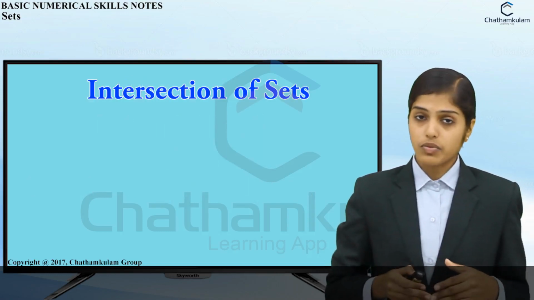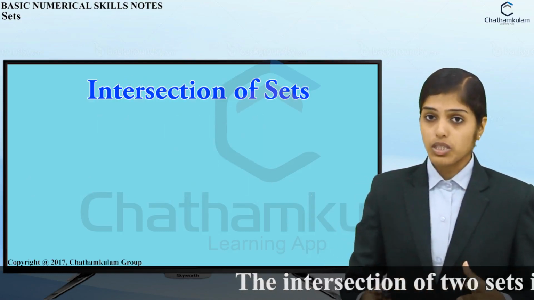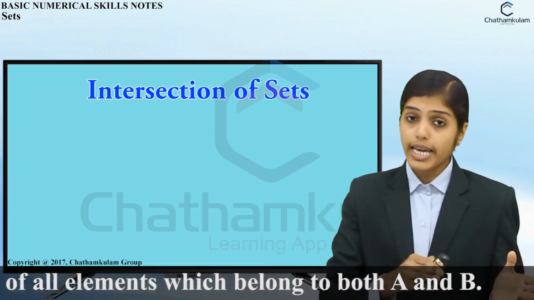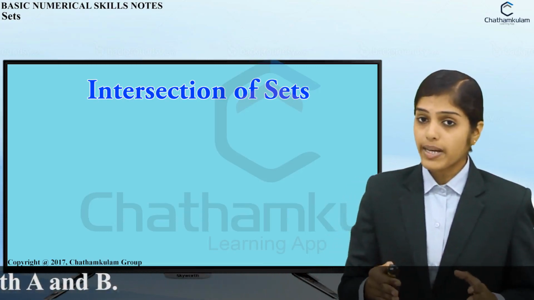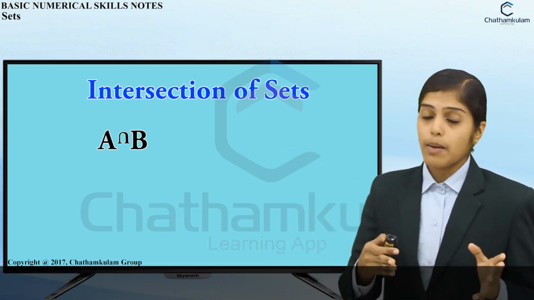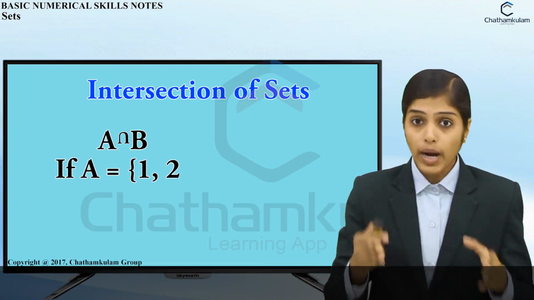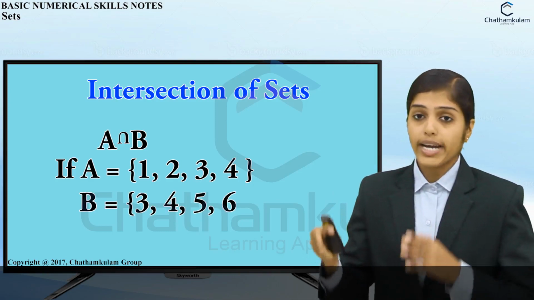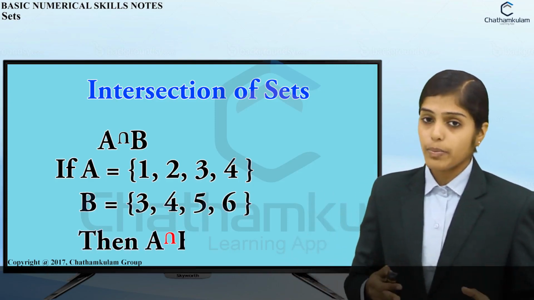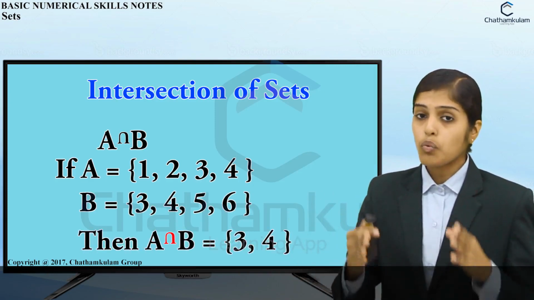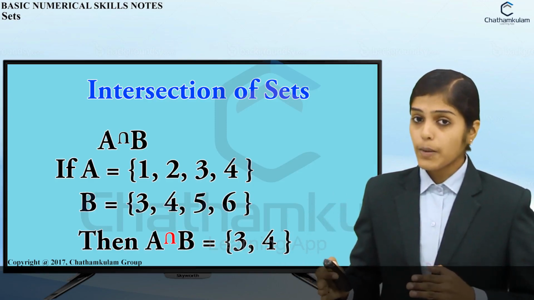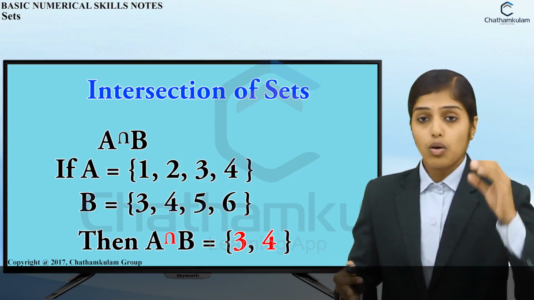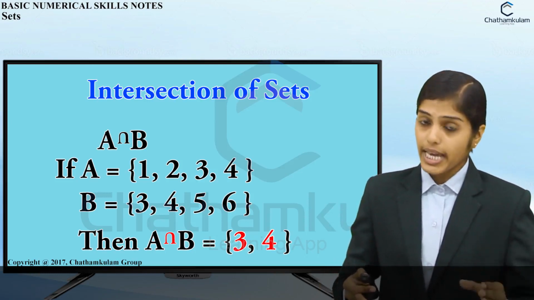Next, intersection of sets. The intersection of two sets is the set consisting of all the elements which belong to both A and B. It is denoted by A ∩ B. Take for example, if A is equal to {1, 2, 3, 4} and B is equal to {3, 4, 5, 6}, then A intersection B is {3, 4}. Here we can see the elements 3 and 4 are elements of both A and B.